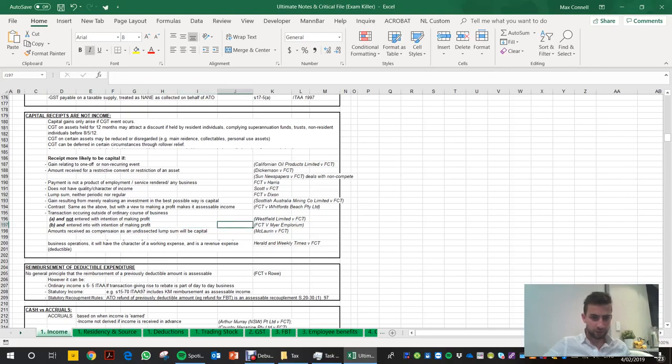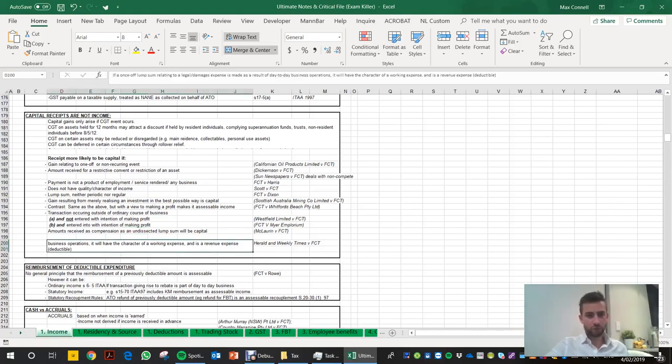So it goes either way with FCT v Maya Emporium. Just use it depending on the background facts of the case. So amounts received as compensation as an undissected lump sum will be capital. Undissected lump sum is where they haven't actually allocated an amount, for example, your services in here and your equipment over here. It's just one lump sum for the whole amount, more likely to be capital.